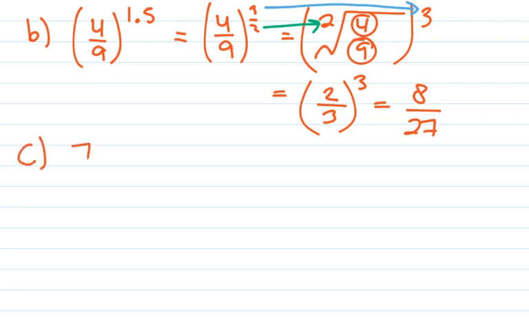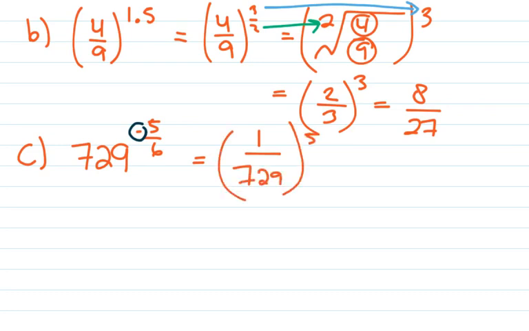All right, C. 729 to the power of -5/6. So because this is negative, we're going to think back to the exponent rule we talked about at the beginning, and that means I can use the reciprocal and make it a positive power. So this is equal to 1/729 all to the power of 5/6. And now, in order to get rid of this fraction in my exponent, I'm going to do the 6th root of 1/729 all to the power of 5.